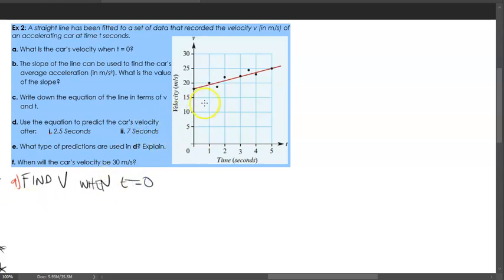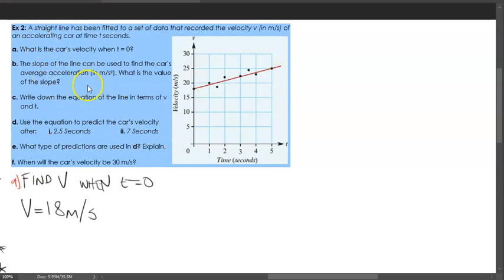Now that's simple because we can just look at this graph and we can say it's 15, 16, 17, let's say 18. So velocity V is equal to 18. And what's the context? Meters per second. So at this initial point, the car's velocity is 18 meters per second. Okay? Very, very simple stuff there so far anyways.